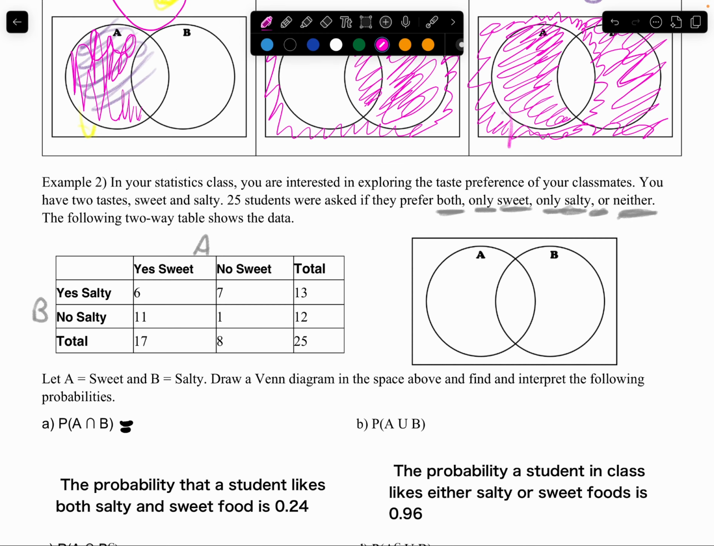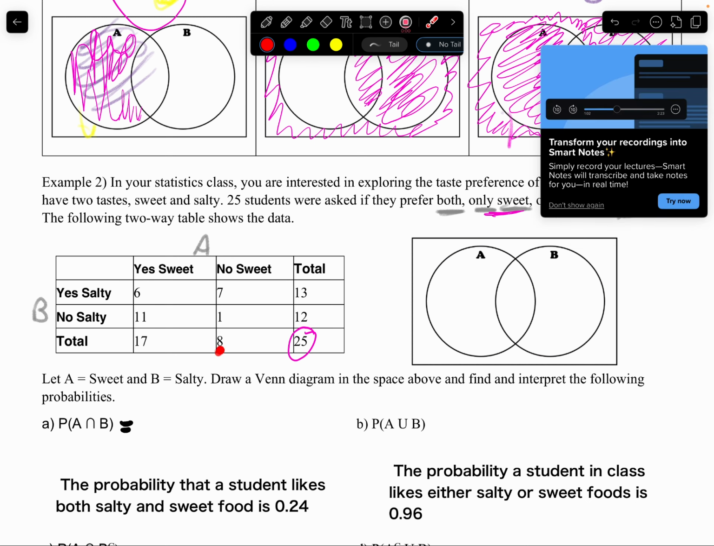In your statistics class, you are interested in exploring the taste preference of your classmates. You have two tastes, sweet and salty. 25 students were asked if they prefer both. So 25 students in the survey total. Total is always over here in the table, bottom right, in these two-way tables we learned about. We asked if they prefer both, salty and sweet, only salty, or neither one. And so we have these totals of sweet and no sweet. We have these totals of salty and no salty, right?